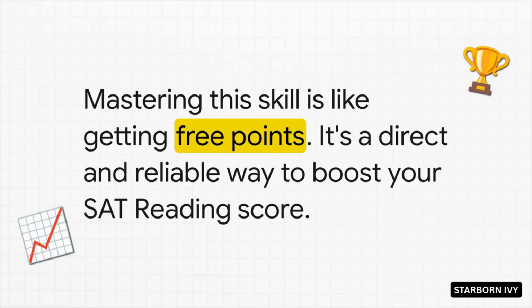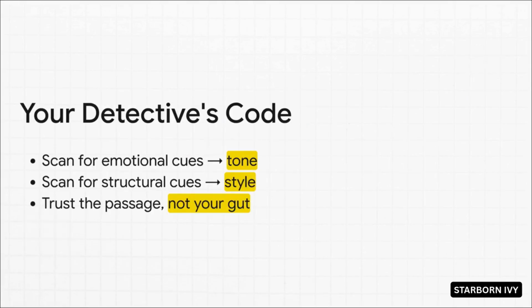So, to wrap everything up, here's your detective's code. First, scan the passage for emotional words. Those are your clues for tone. Second, scan for patterns in how it's written. Those are your clues for style. And most important of all, you have to trust the evidence in the passage, not just your gut feeling.